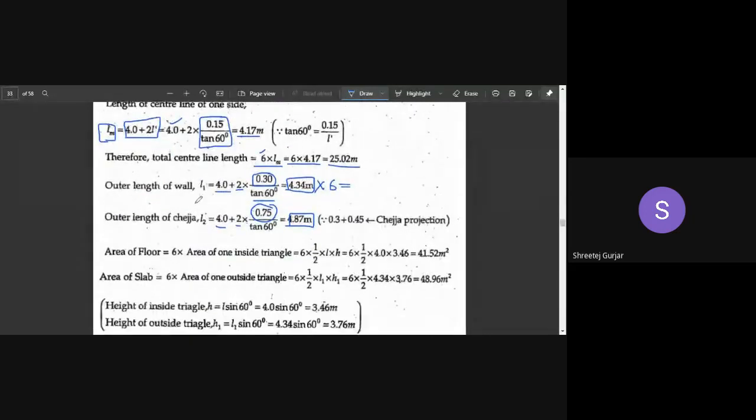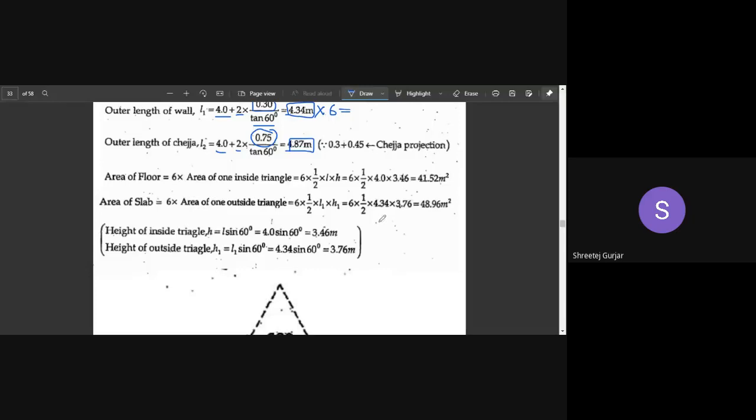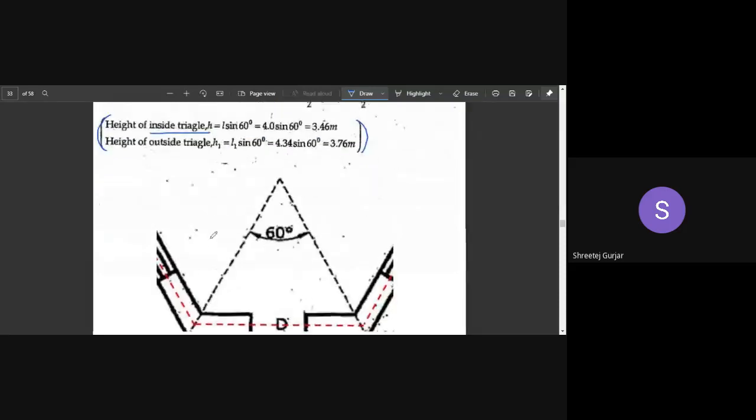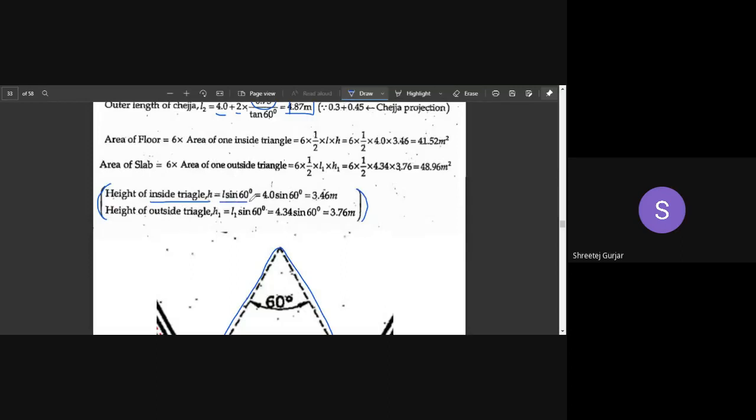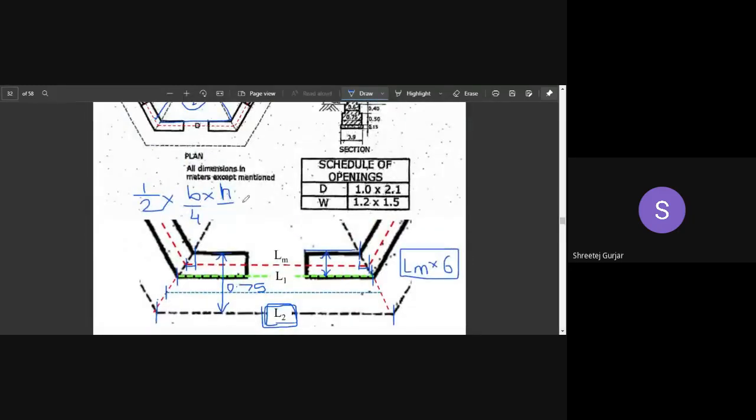So how can we calculate the height of a triangle? Let us look here. They have mentioned the height of the inside triangle, that is what we are looking into. That is given by this formula, L sine 60 degrees. Why 60 degrees? Because this angle is 60 degrees, hence we are substituting 60. What is L? The inner length is 4 meters, into sine 60, and you get the height of the triangle as 3.46. So now we have got the height also.